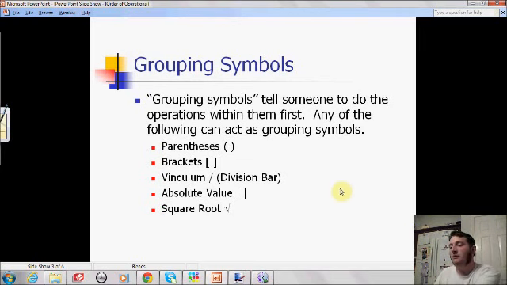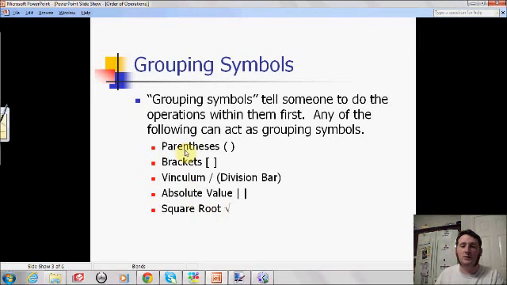So the first thing we want to talk about with order of operations is grouping symbols. And grouping symbols in math are a signal to sort of do whatever's in the grouping symbols first. And I'm sure you remember parentheses and brackets, but the division bar can also be a grouping symbol, as can absolute value bars, as can the square root.